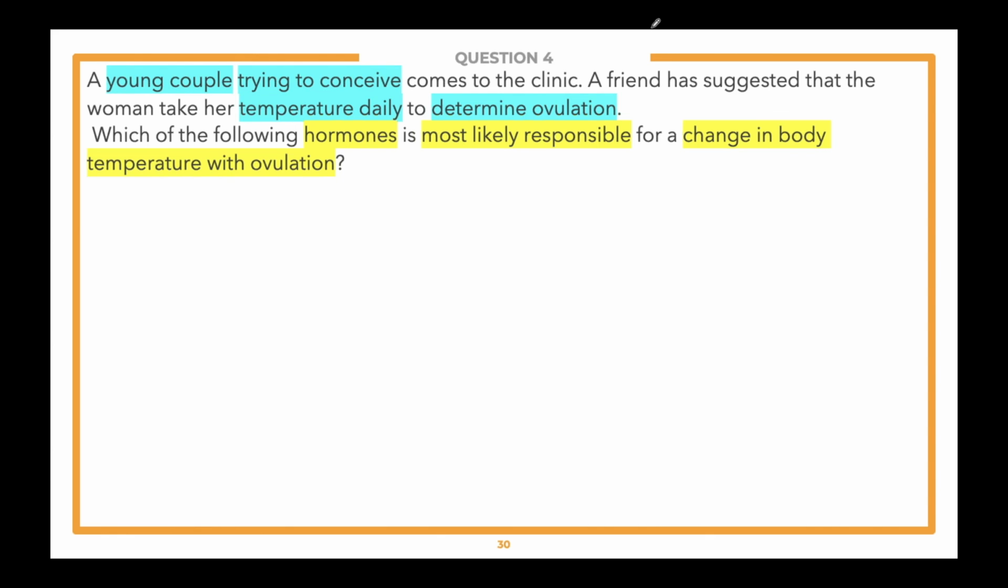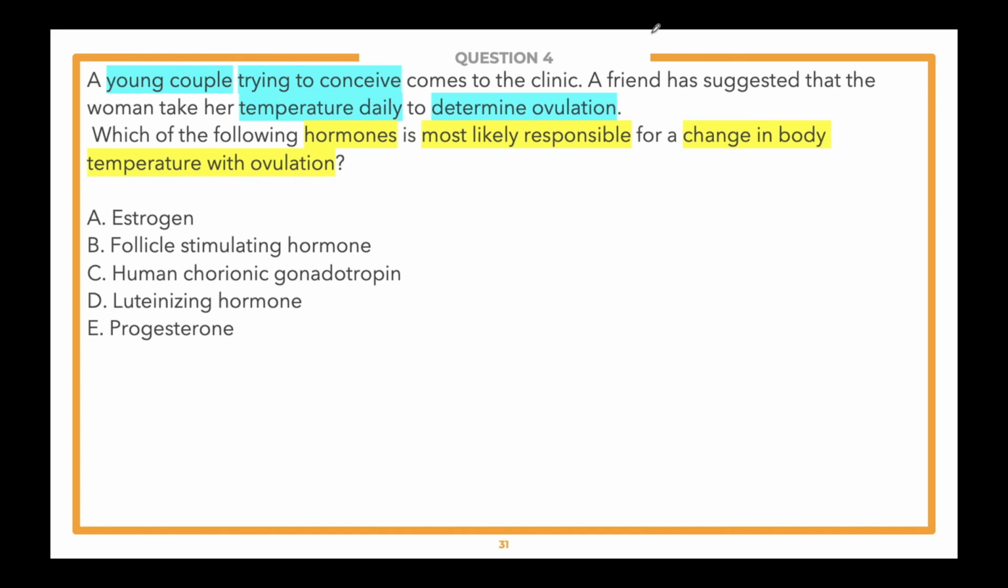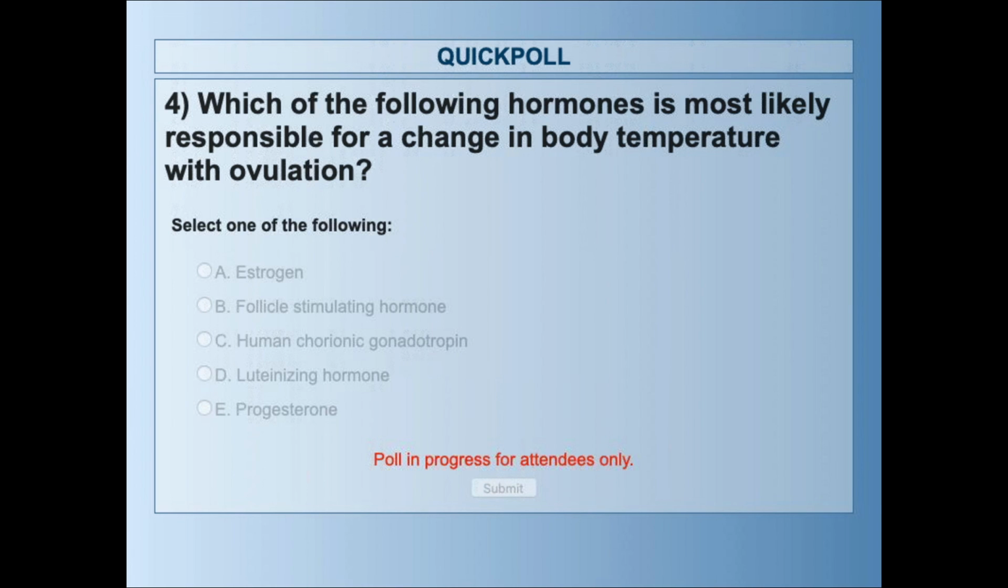So let's go ahead and take a look at those answer choices. Let's see which hormones they are giving us. And once again, we're going to start at the bottom and work our way up to the top. Answer choice E, progesterone. D, luteinizing hormone, C, human chorionic gonadotropin, B, follicle stimulating hormone, and A, estrogen. So once again, we're going to go ahead and open up that poll. Go ahead and select the answer you think is the best choice here, and we'll talk about it in just a few seconds.